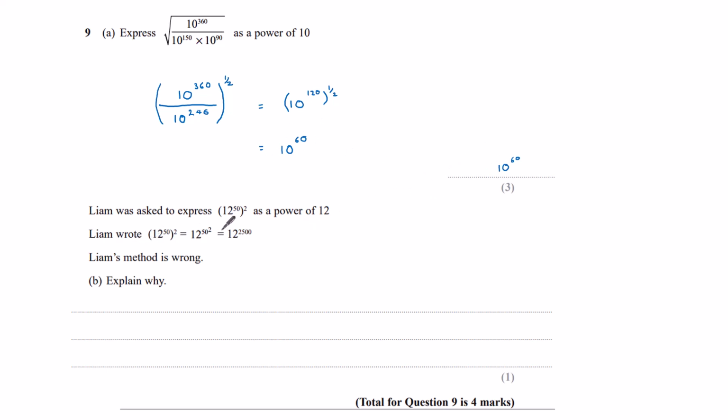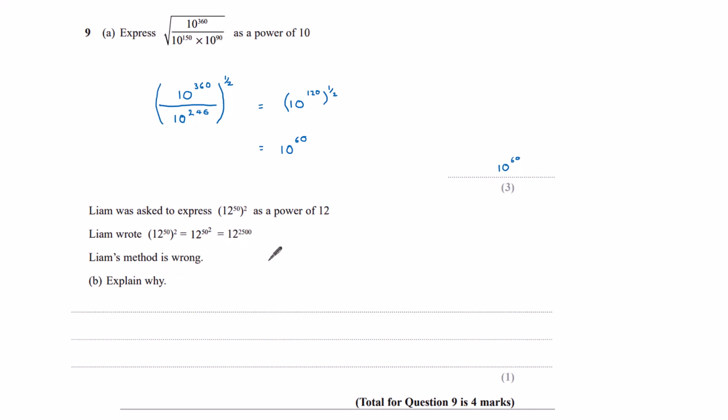Liam was asked to express 12 to the power 50, squared, as a power of 12. Liam wrote 12 to the power 50 squared is 12 to the 50 squared, which is 12 to the power 2500. Liam's method is wrong.